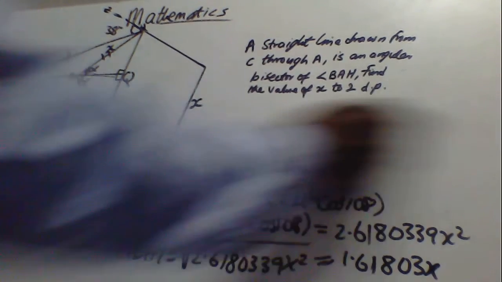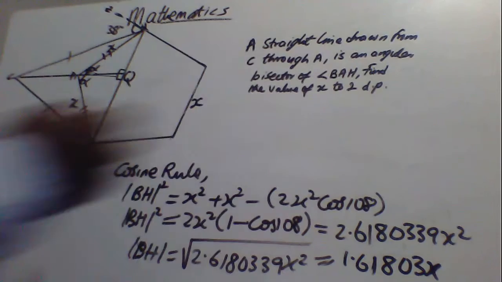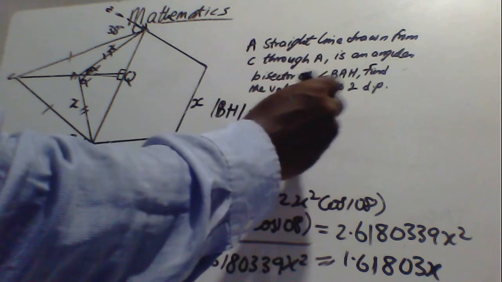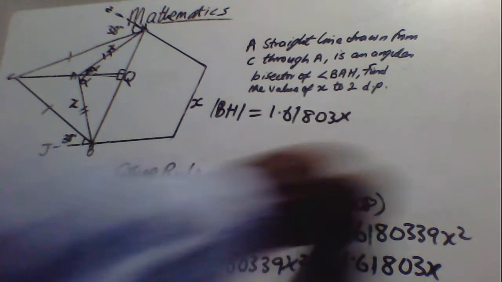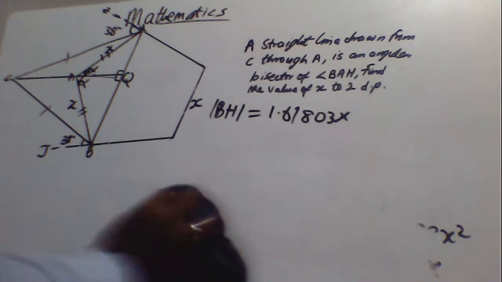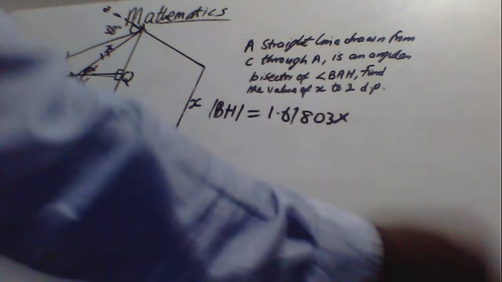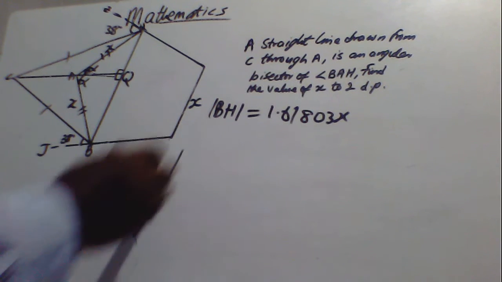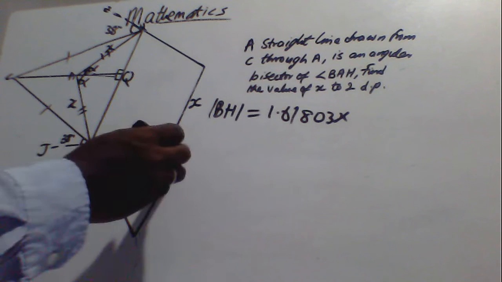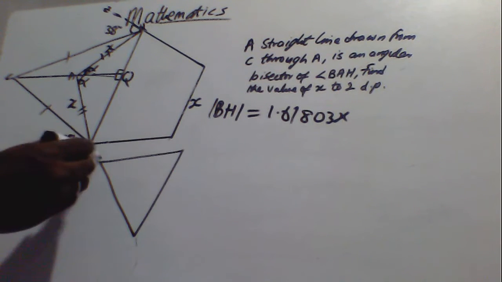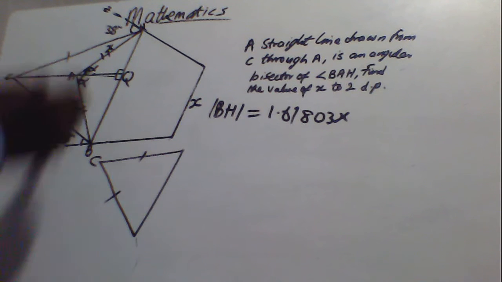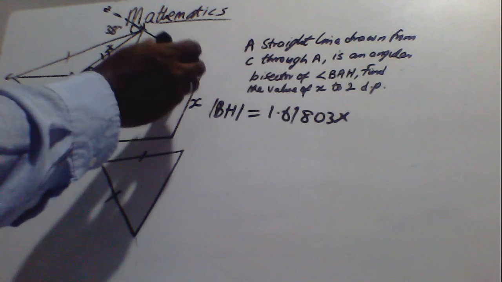So we clean here. We now have BH to be 1.61803x. So the next thing is to consider triangle CBH. If we draw this triangle, we have something like this. Here is C, here is equals to this side, is it not? So since here is equals to 108, as you say, we forgot it to be 108.